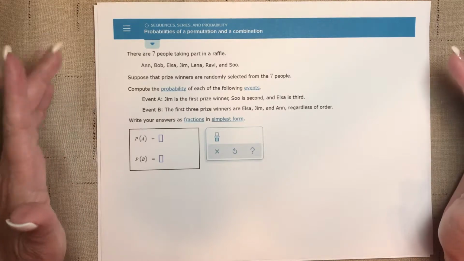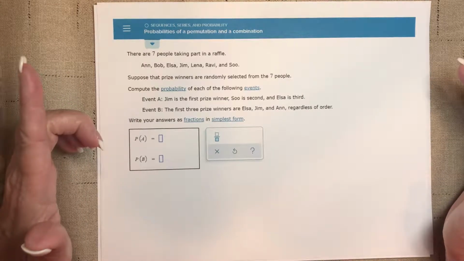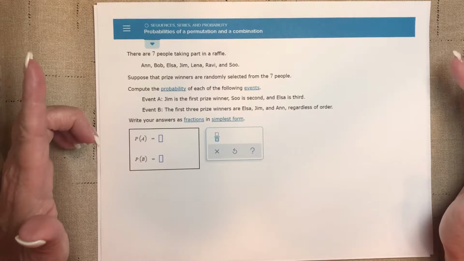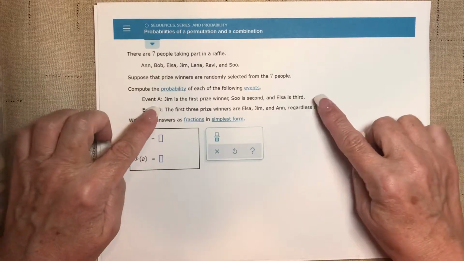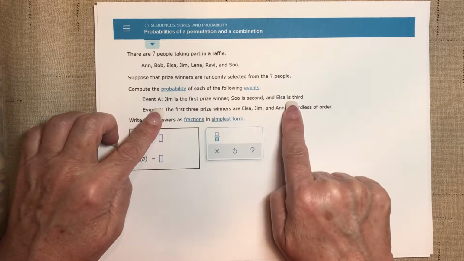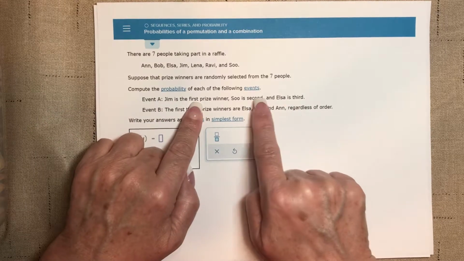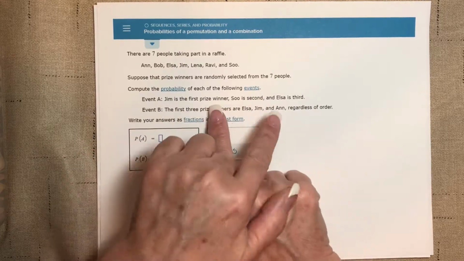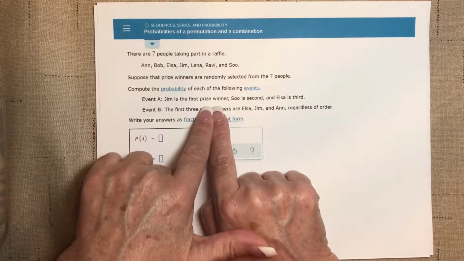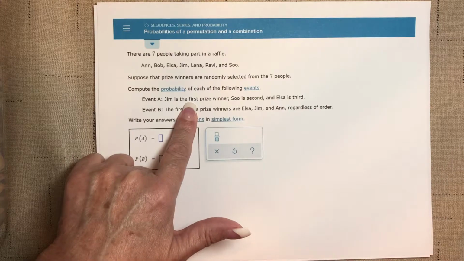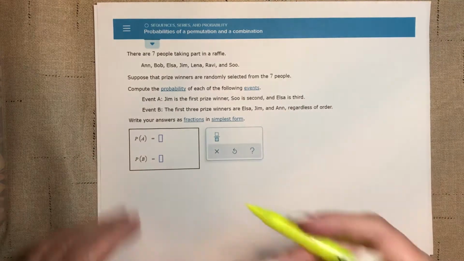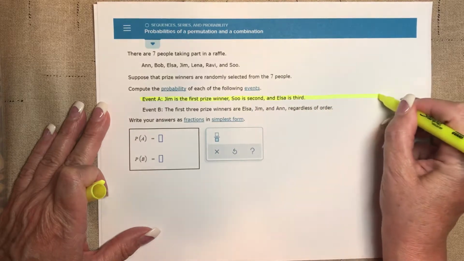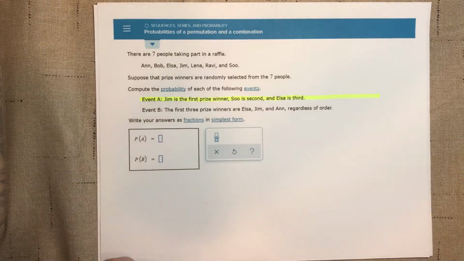Event A is Jim is first prize winner, Sue is the second prize winner, and Elsa is the third prize winner. Because their order matters, if you win first prize, you won't win second prize. It's a different situation if you win second prize and somebody else wins first prize. That's a permutation. So event A is going to be a permutation because order matters.